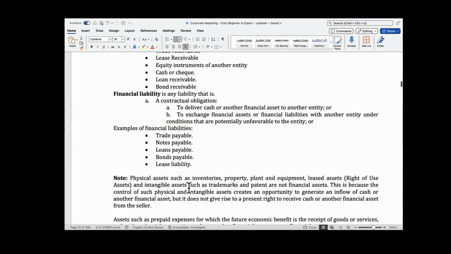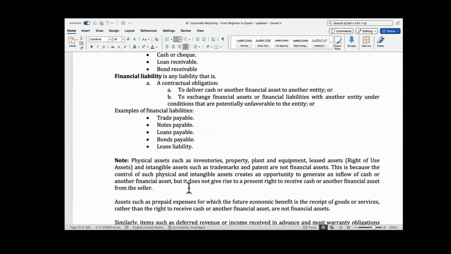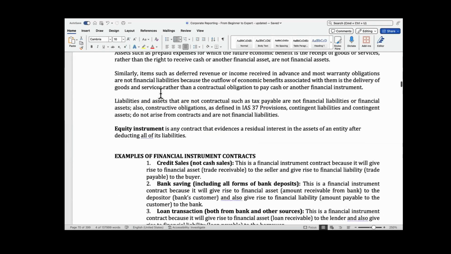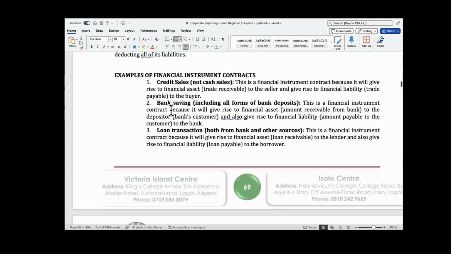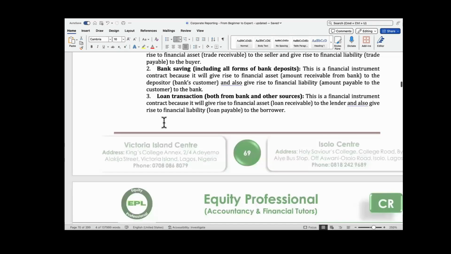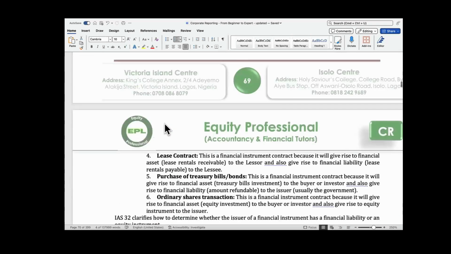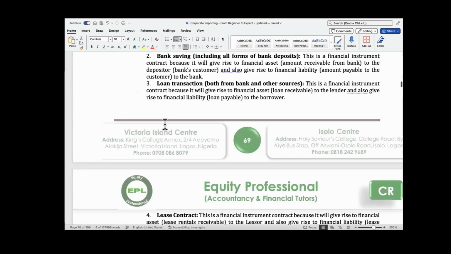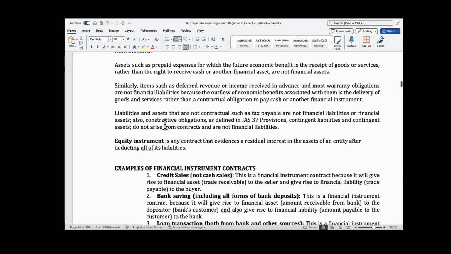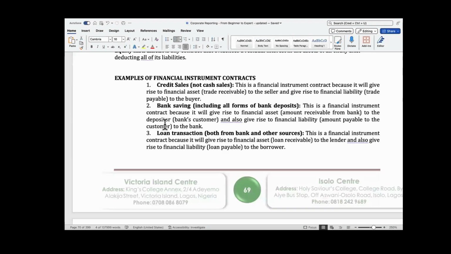So we spent a lot of our time trying to understand these definitions. We looked at several scenarios like credit sales, bank savings, loan transactions, lease contracts. All of these items give rise to financial instrument transactions because you see that there is one party that has a financial asset and there is another party that has a financial liability or equity instrument.